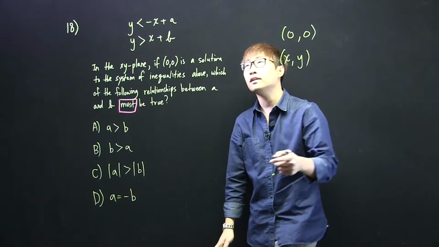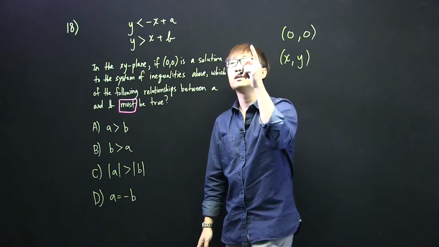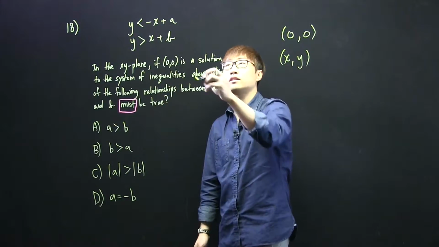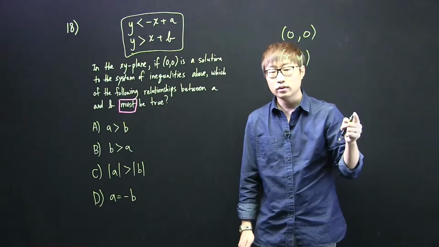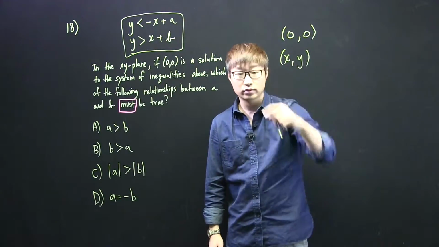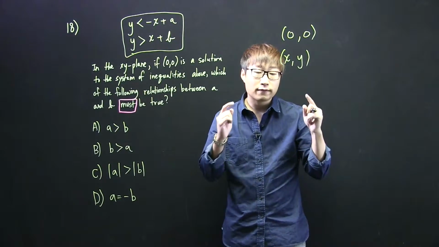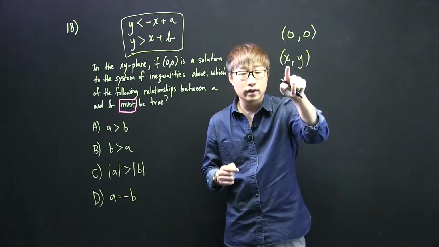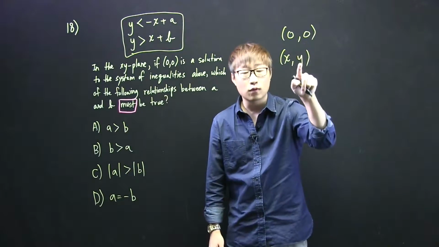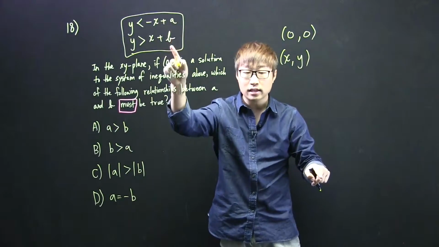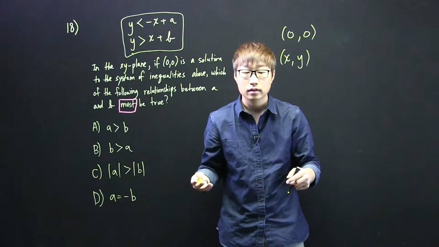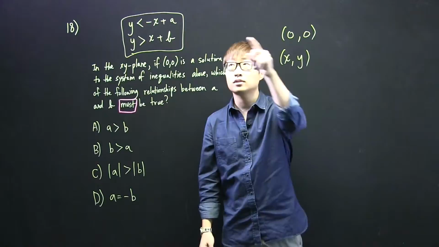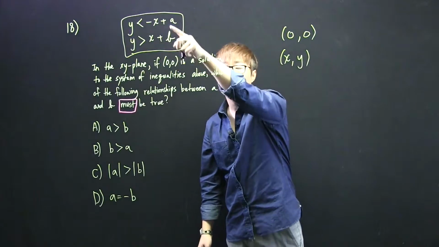And what do they say about it? (0, 0) is a solution to the system of inequalities above. So (0, 0) is a solution to both of those. What does that mean? If I plug in 0 for x and 0 for y into both of these inequalities, it better work every single time. So let's go ahead and plug those zeros into both of the inequalities.